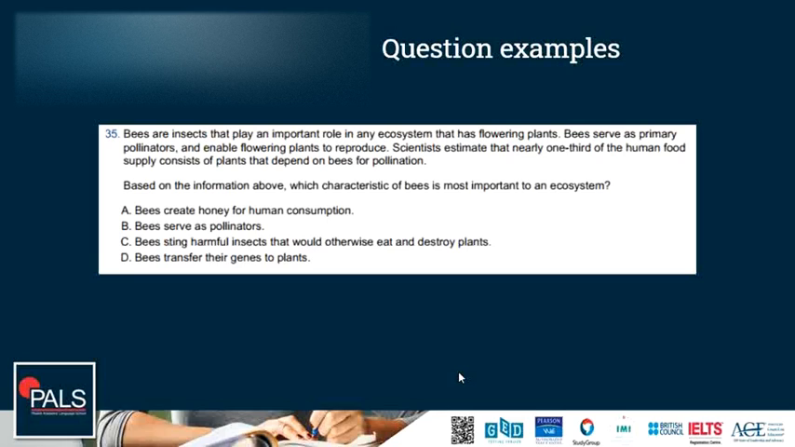But inferred from the text, answer B is correct. Bees serve as pollinators. That's why they are important, because that enables flowers to reproduce, which means the human food supply is saved, because these plants depend on bees for pollination.